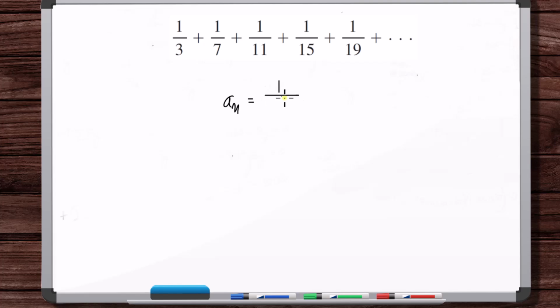1 in the numerator, and then, so let's see, 3 plus 4 is 7, 7 plus 4 is 11, 11 plus 4 is 15, so an arithmetic sequence in the denominator. And okay, so the arithmetic sequence formula is the first term plus the common difference times n minus 1. If we're starting at 1, 3 plus 4n minus 4, 4n minus 1.